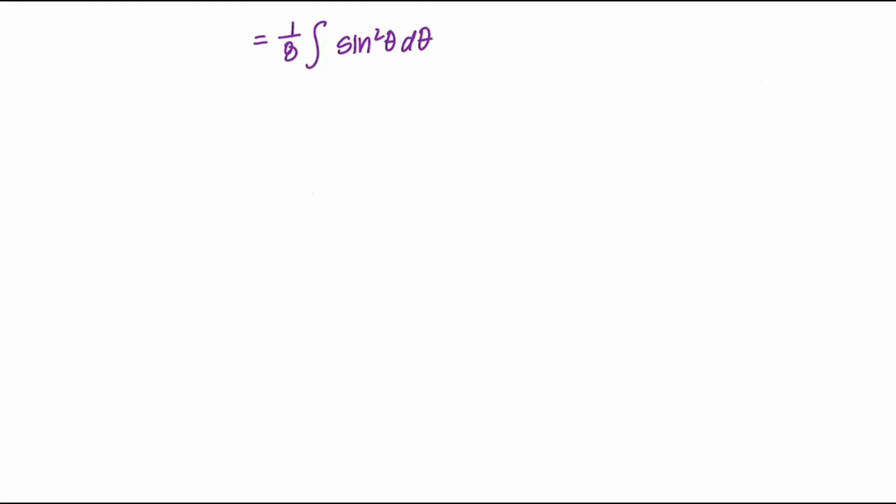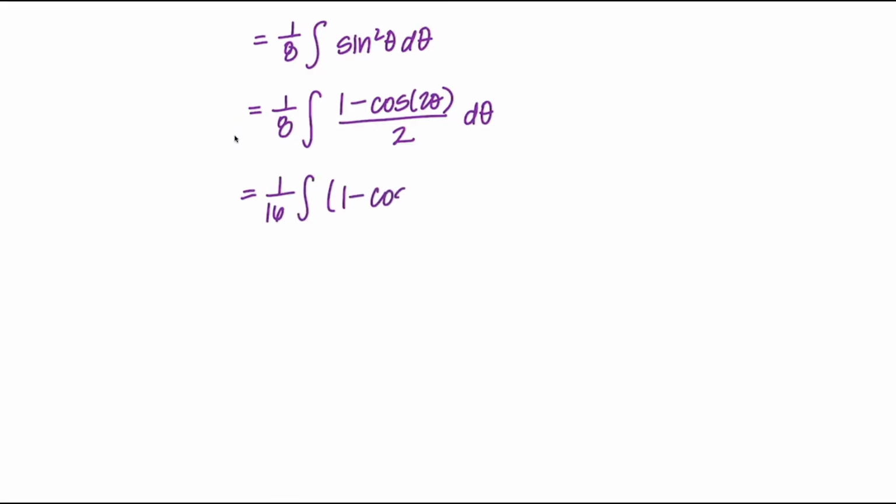We know to use the power reducing identity here. So I have 1/8, the integral of 1 minus cosine 2 theta over 2 d theta. I'll pull out the 1/2, so I have 1 over 16, the integral of 1 minus cosine of 2 theta d theta. The antiderivative of 1 is just theta. And then the antiderivative of cosine 2 theta is going to be 1/2 sine of 2 theta plus c.